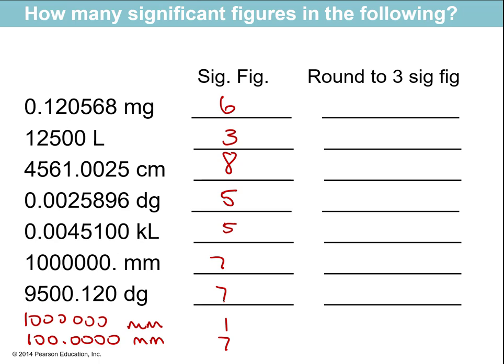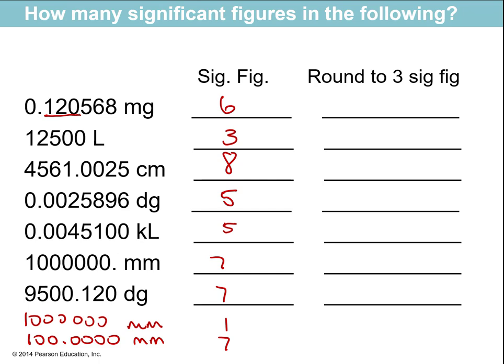So, if I want to round 0.120568 milligrams to 3 significant figures, when I want to round, start from the left. Find the first 3 significant figures in this answer. So what are the first 3 from the left? The 1, the 2, and the 0. Right? So does everybody see these are the first 3 significant figures? The 0 out front is not. Zeros out front are not significant, so I have to go to the first 3 significant figures in my number.